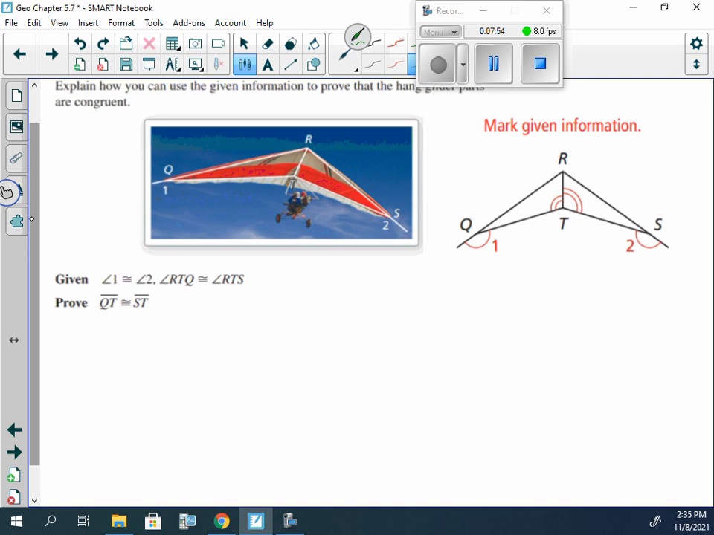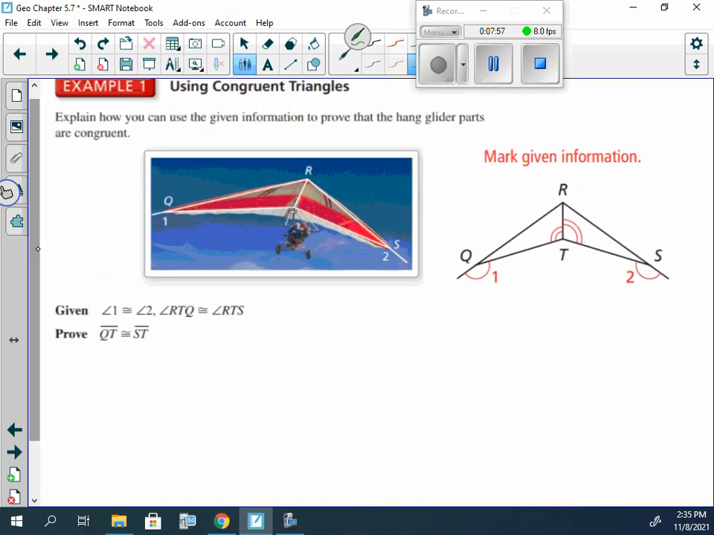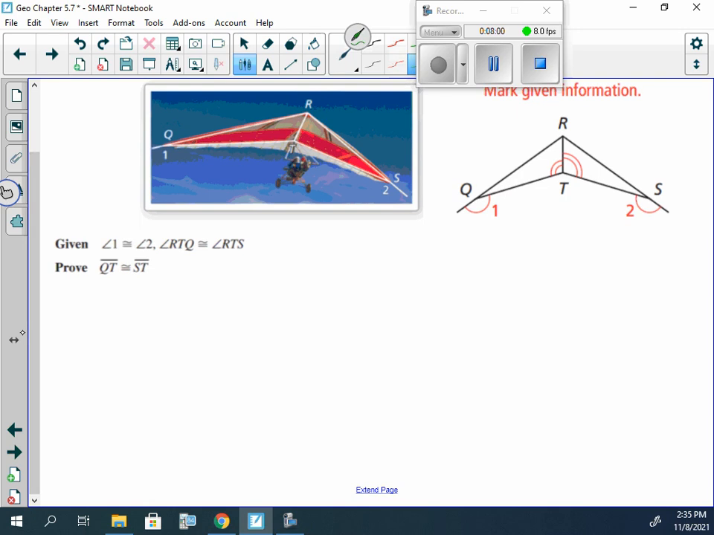Explain how we can illustrate the given information for this hang glider. Well, we're told that angle 1 and angle 2, which are actually in the triangle, they're down here, are congruent. And that these two angles in the middle, RTQ is congruent to RTS. Now it does work out because of our properties of RTQ and RTS are congruent.